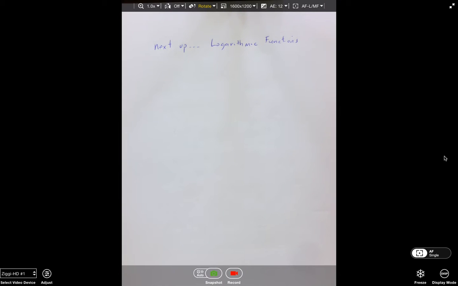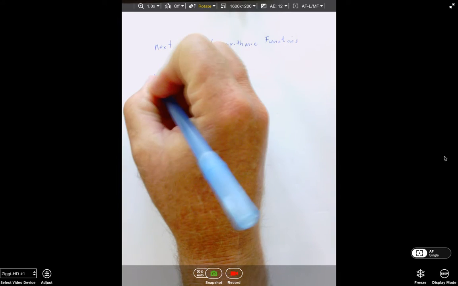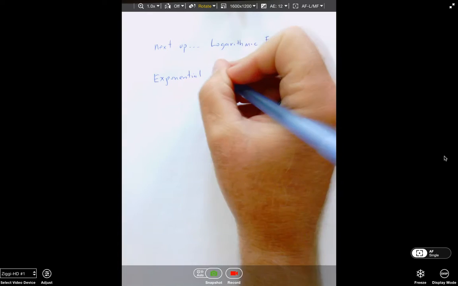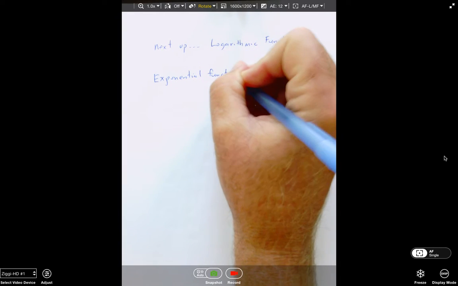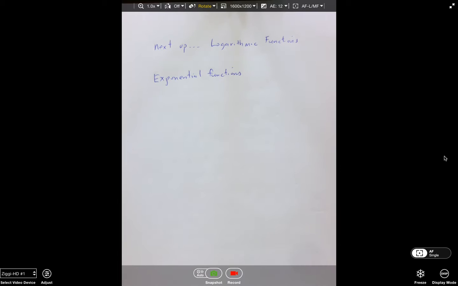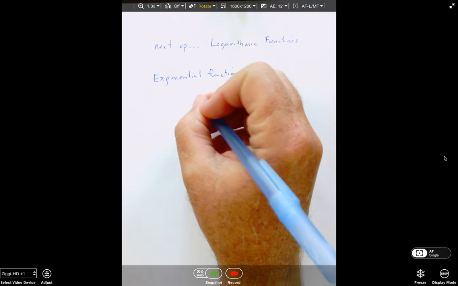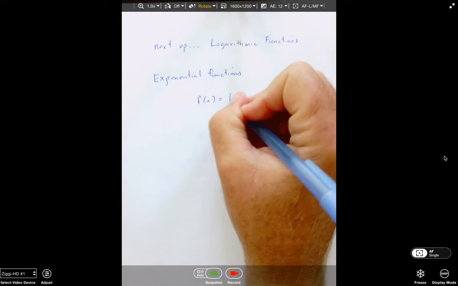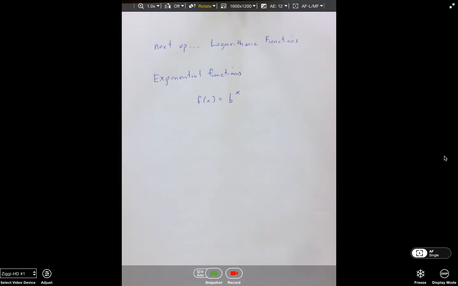All right, gang, as promised, next up, logarithmic functions. But before we get into logarithmic functions, I want to step back a little bit and revisit exponential functions and build on what we did in the previous video. Now, gang, so far, we have looked at the simplest form of an exponential function.